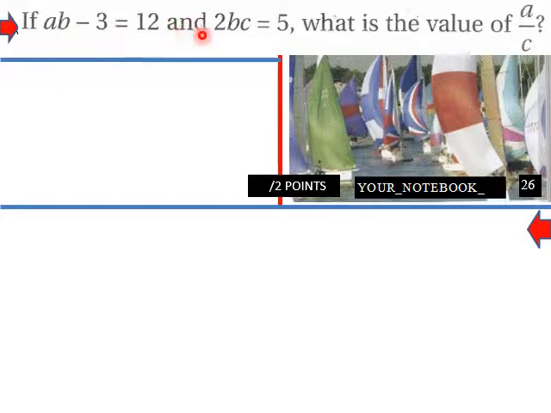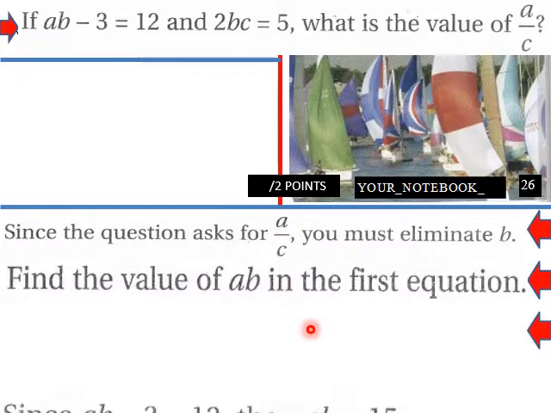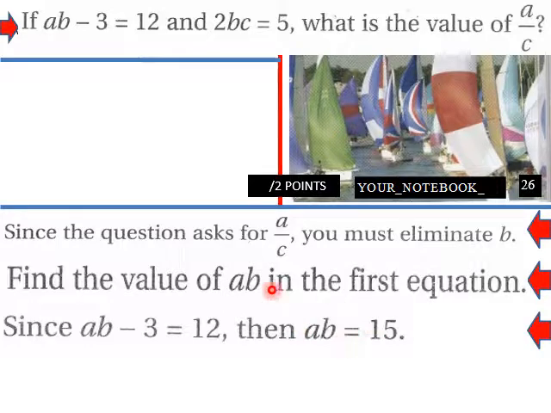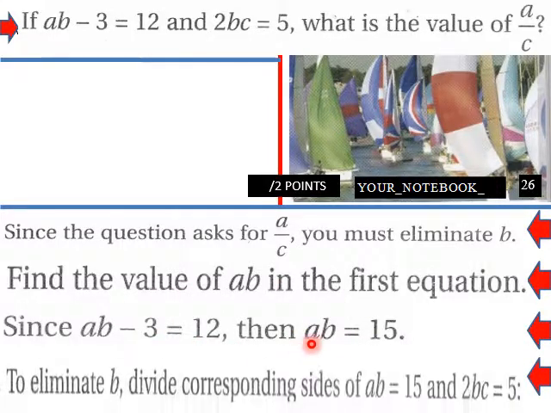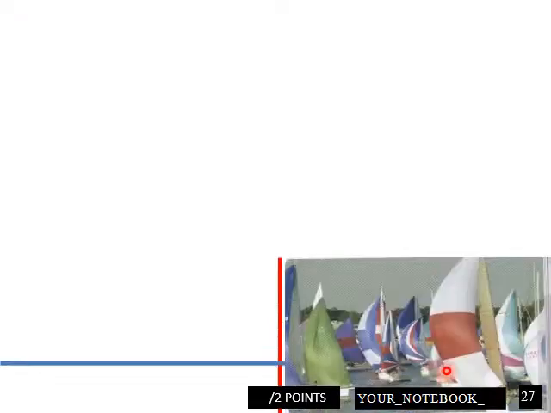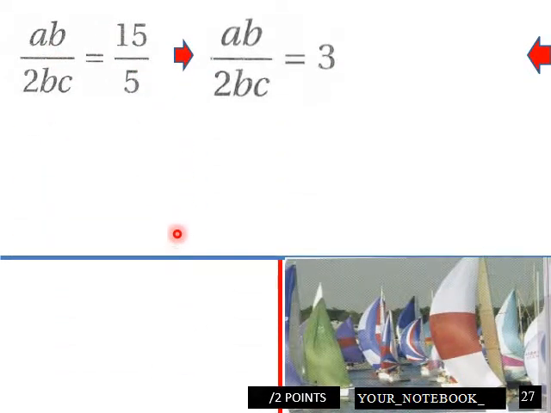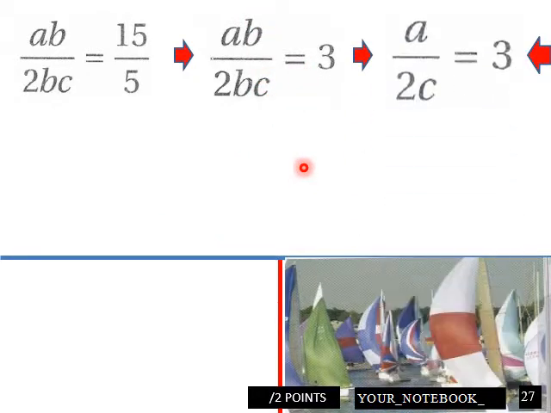If ab minus 3 equals 12 and 2bc equals 5, what is the value of a over c? Since the question asks for a over c, you must eliminate b. Find the value of ab in the first equation. Since ab minus 3 equals 12, then ab equals 15. To eliminate b, divide corresponding sides of ab equals 15 and 2bc equals 5. So we have ab over 2bc equals 15 over 5. And then we have ab over 2bc equals 3. So a over 2c would equal 3, because these would cancel out here.